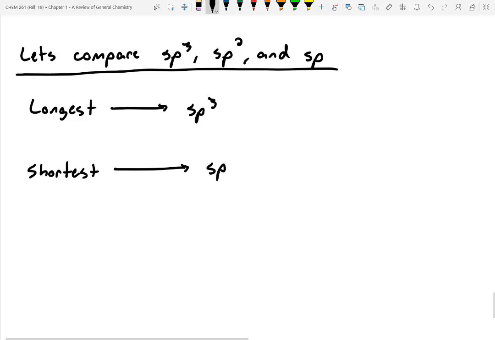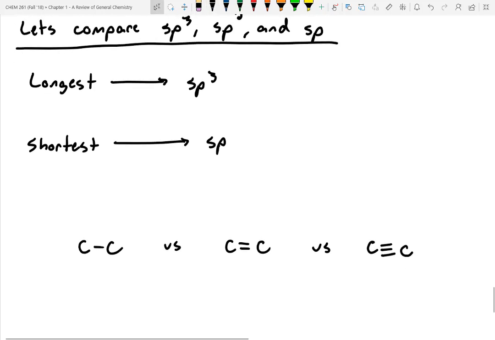All right, so let's consider this, right? Let's say we have a carbon-carbon single bond versus a carbon-carbon double bond versus a carbon-carbon triple bond. Which one's going to be the shortest bond? Triple bond, absolutely. So it'll go shorter down here because it has little stubby lobes that have to overlap with one another. The longer ones are going to be the single bonds.